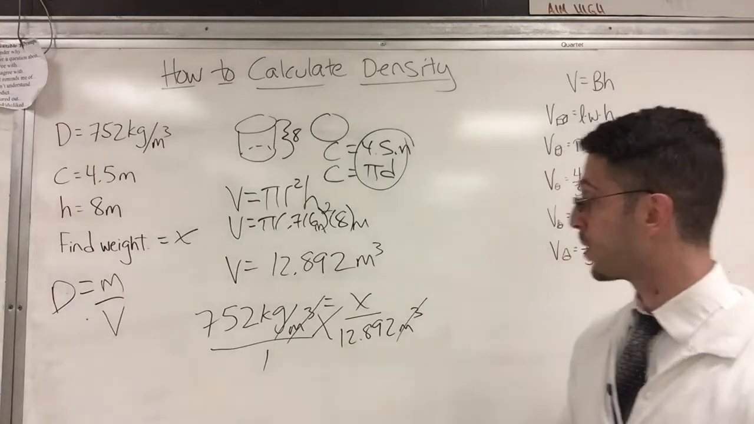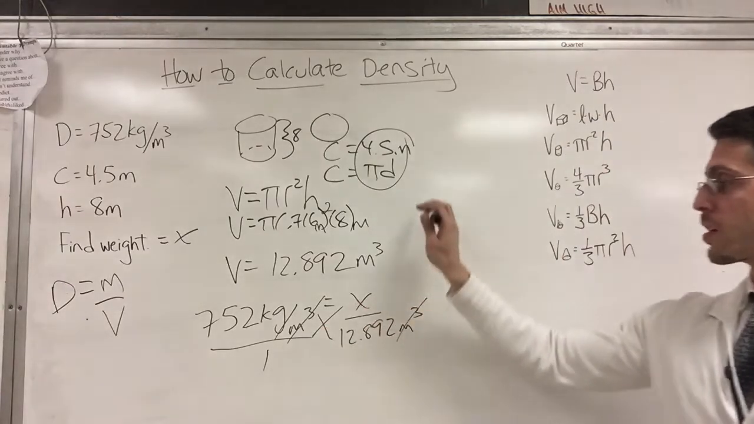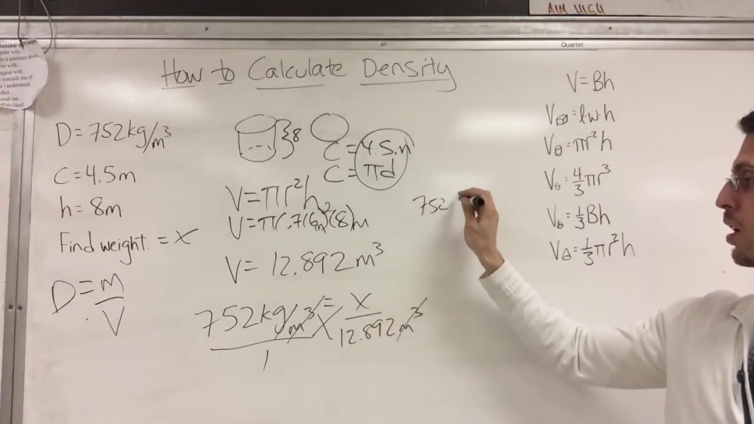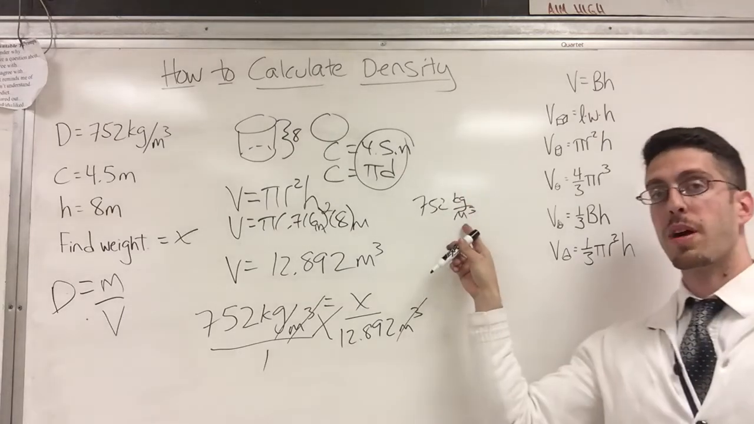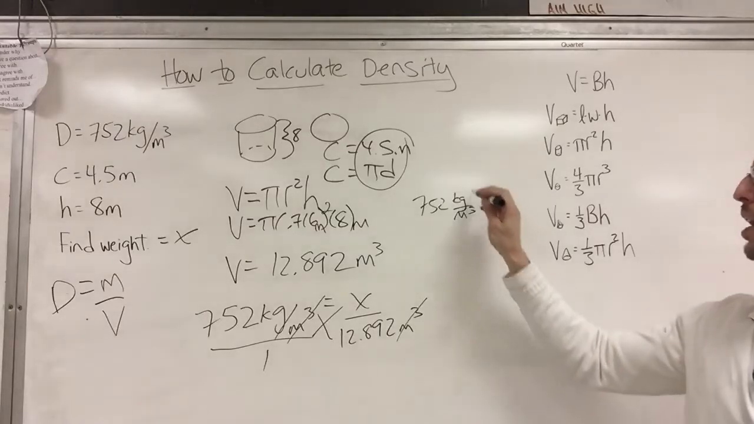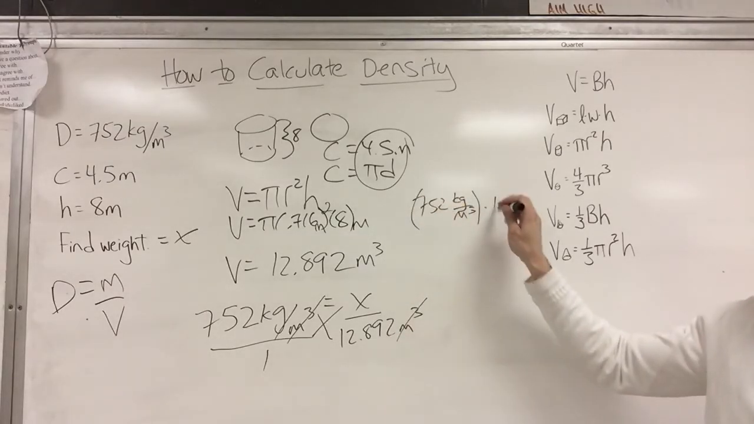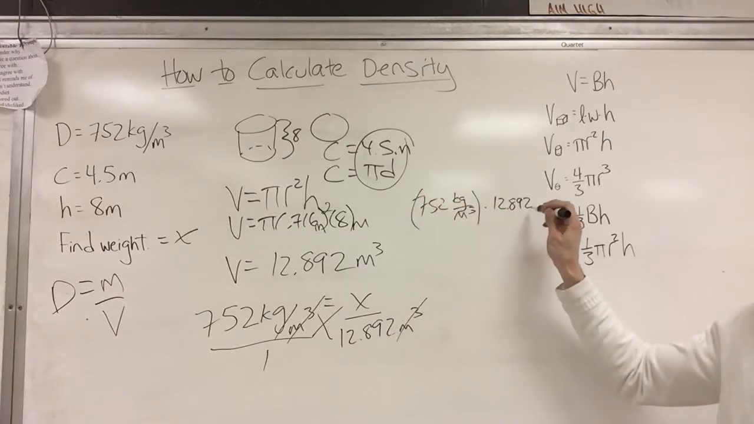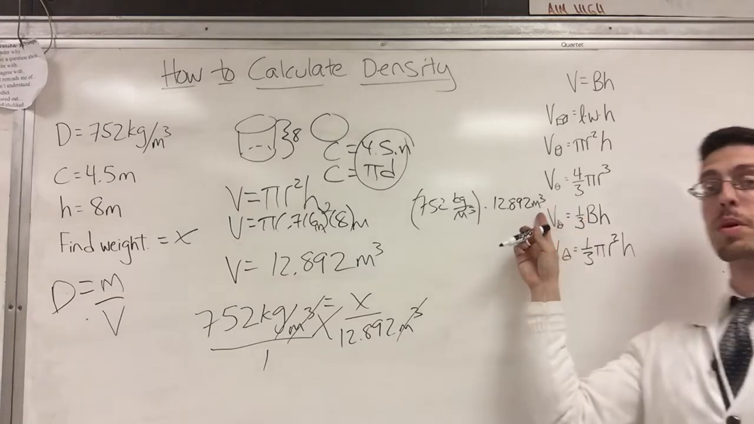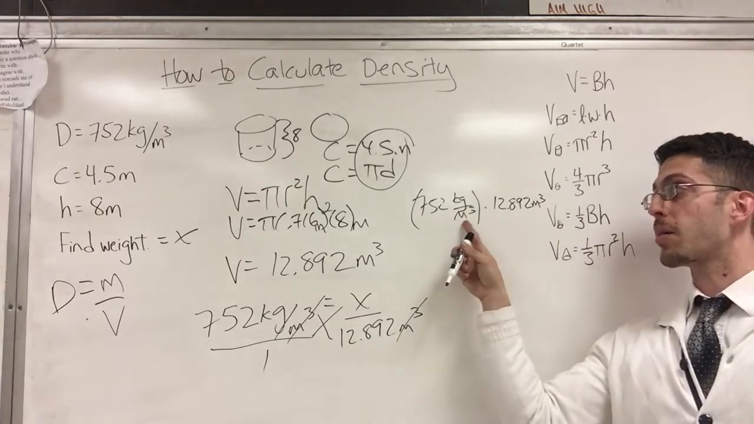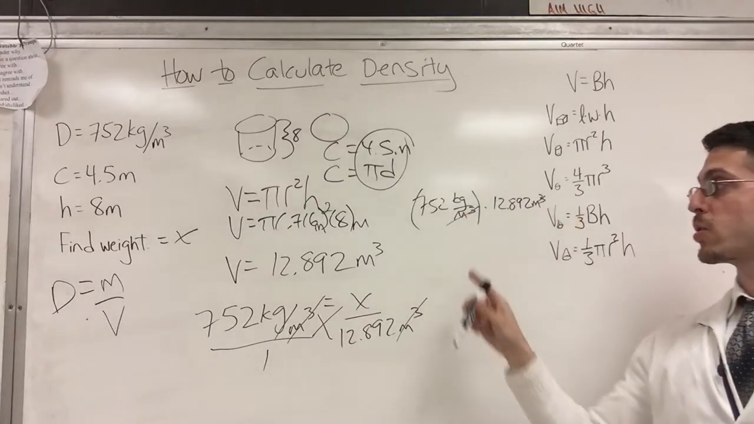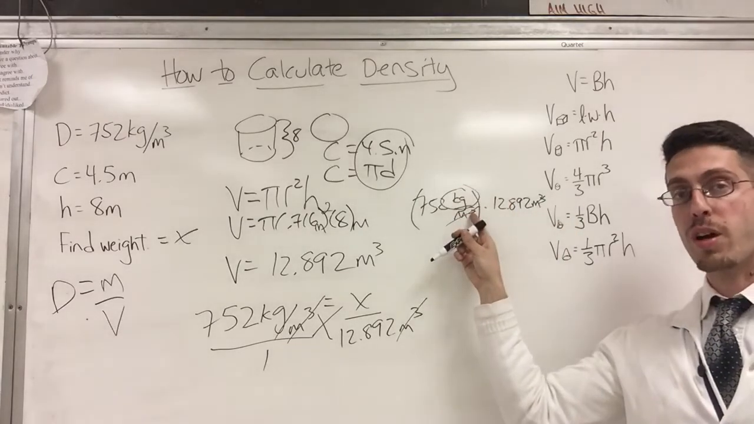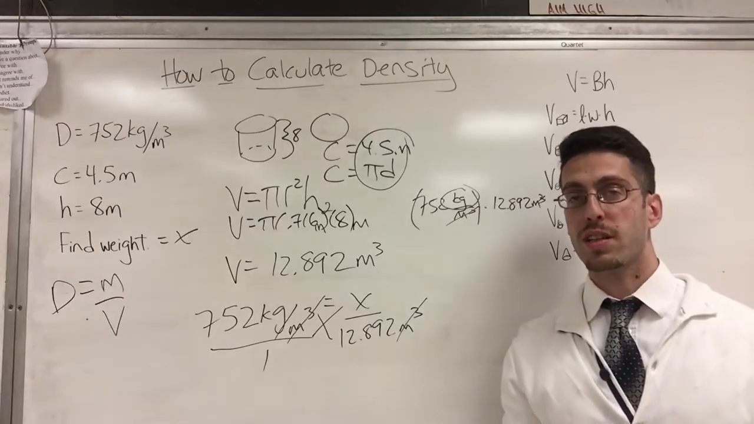That's on the bottom. All right, let me show my work. So I'm doing 752 kg over m cubed. That's what I mean by that being a denominator, times 12.892 m cubed. That's what I mean by that being a numerator. This is on the bottom of the fraction. This is on the top. So they will cross cancel. So your answer comes out in kilograms. That's what you wanted, the weight. The weight is in kilograms.